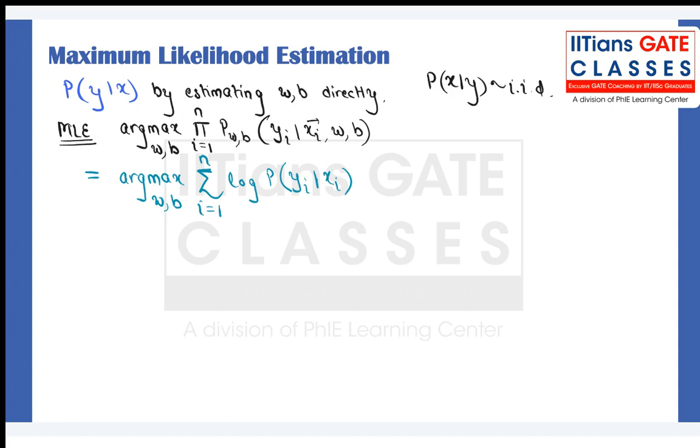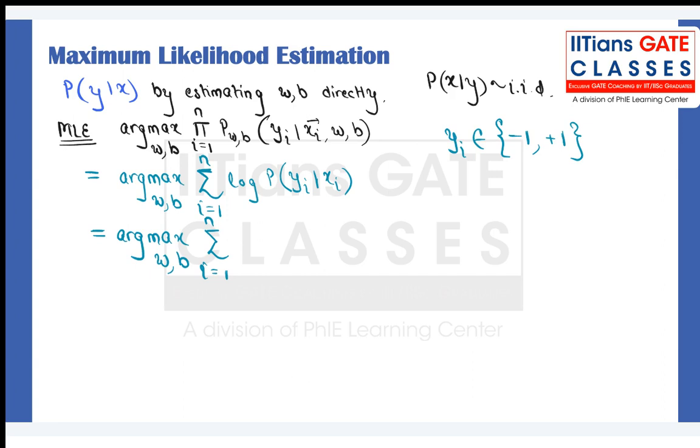Now, what I can also say here is that this is nothing but argmax over w, b of the summation from i equal to 1 to n. Again, I am making one other assumption: that each yi is in two classes, either -1 or +1. Contrary to what I assumed earlier, it is assumed that classes are either -1 or +1. Okay, this is my other assumption.